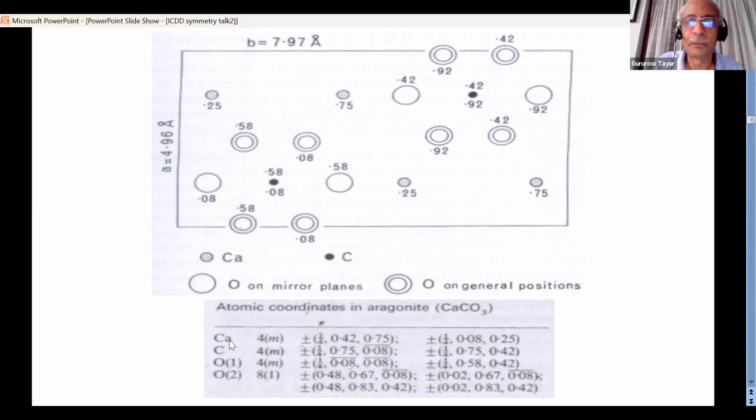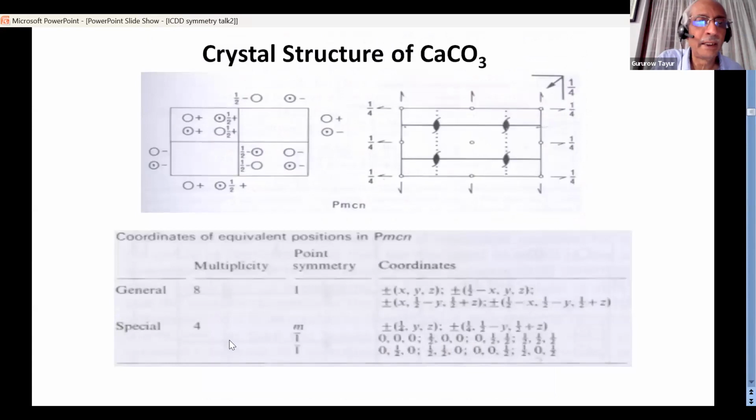The moment we say 4 molecules in the unit cell, we have 8 equivalent points here. So 4 molecules in the unit cell means that the atoms must be sitting in special positions. They cannot be in general positions. The moment they are in general position, our formula will change, because for CaCO3, there will be 8 calciums only that are allowed in the unit cell if we are in the general position. And we find that there are 4 molecules of CaCO3. That means there are 4 calcium atoms, 4 carbon atoms, and 12 oxygen atoms.